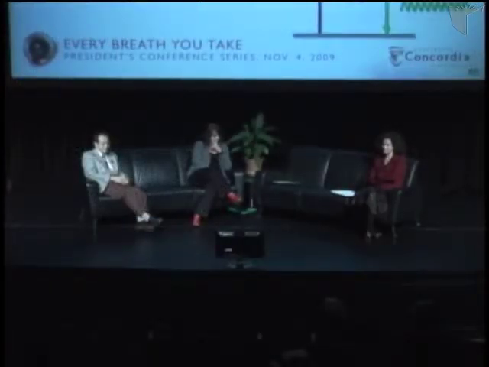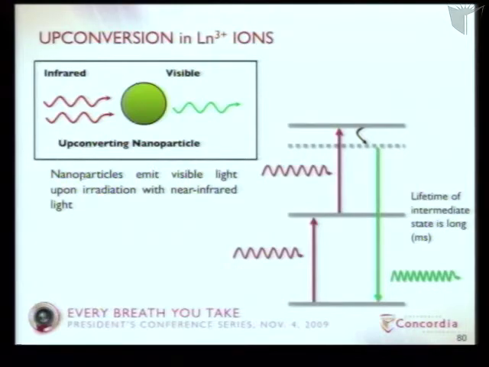What we're doing in our lab is taking another approach to this. This is the upconversion, what is known as upconversion of lanthanide ions. That is, we make the nanoparticles, we dope them with these lanthanide ions, and then we excite the lanthanide ions using infrared light, and what we obtain is the emission in the visible. The nanoparticles therefore emit in the visible upon irradiation with near infrared light. So therefore you're going from light which your eyes cannot see to, again, something visible.